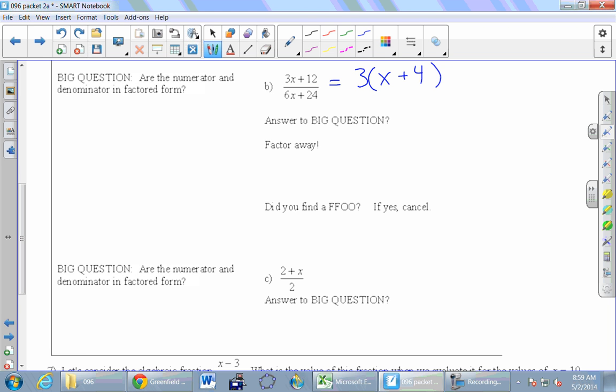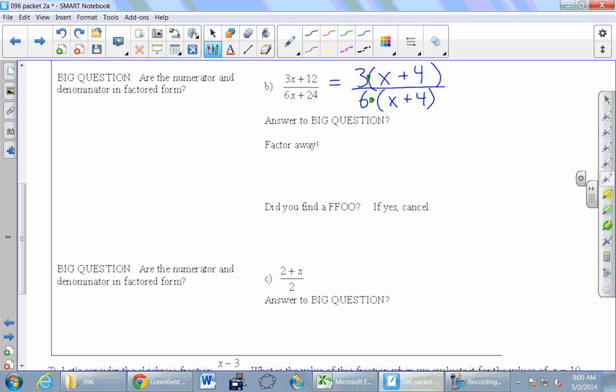And then the same game on the bottom. What can we pull out of both? So pull the 6 out. And lo and behold, another copy of x plus 4. Are things cancelable right now? Why is this okay to cancel? Because it's multiplication. Put the dots in just to convince you. This is a times and a times. That's why we're allowed to cancel.